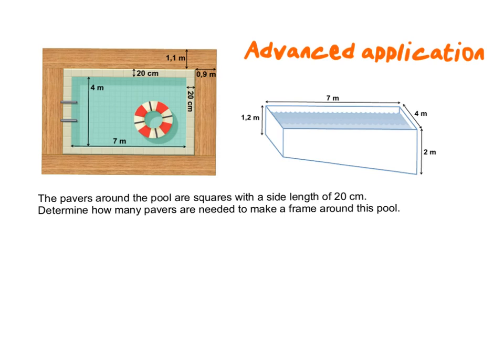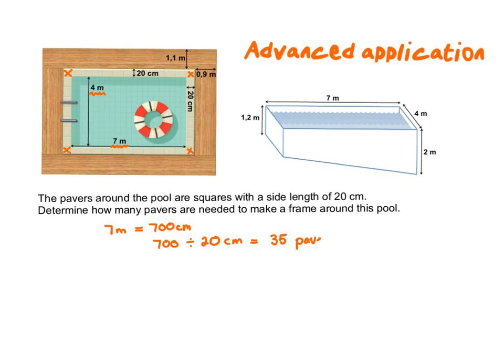So what you need to realize is that in the corners over here, you have 4 pavers. And then there are square pavers fitting in the length of 4 meters and fitting in the length of 7 meters. So don't forget about those 4 corner ones. You can either convert everything to centimeters. So say 7 meters equals 700 centimeters, and then say 700 centimeters divided by each paver length of 20 centimeters, which will give you 35 pavers.